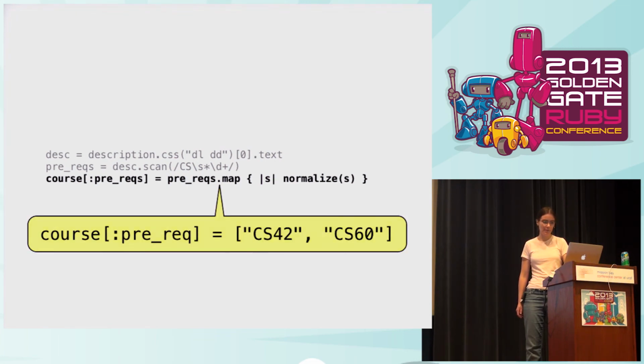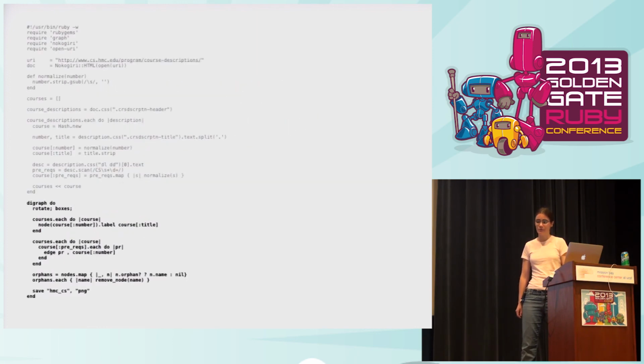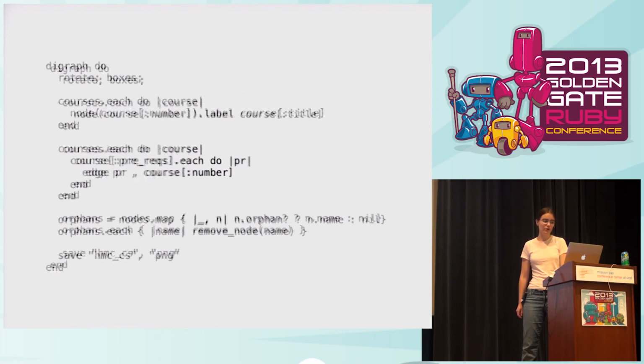So that's the save step. And the last part of this data extraction piece is just pushing the course onto that courses collection that we made in the initializations. Last third. This is the part that draws it.